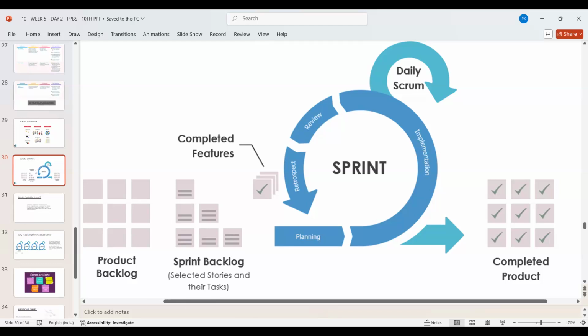Now the actual journey starts. All these are stages of the software development life cycle. There are many, but these are the most important ones. Always remember this, guys. In SDLC, it is planning, development, testing, and delivery. Here we have planning, implementation. Instead of testing, we have review. And last but not the least, we have retrospective.